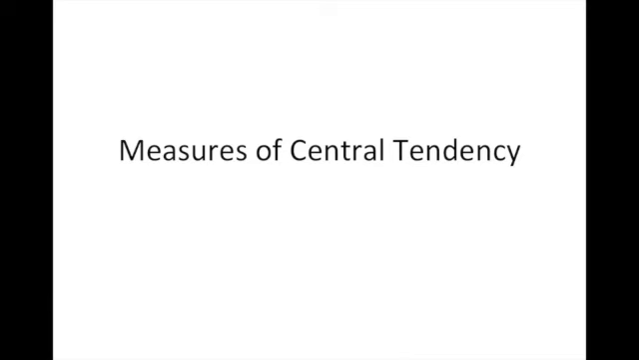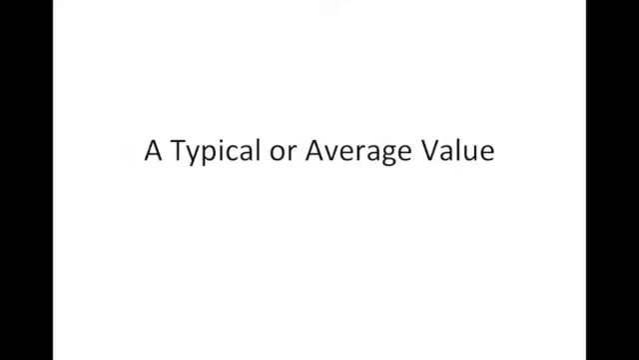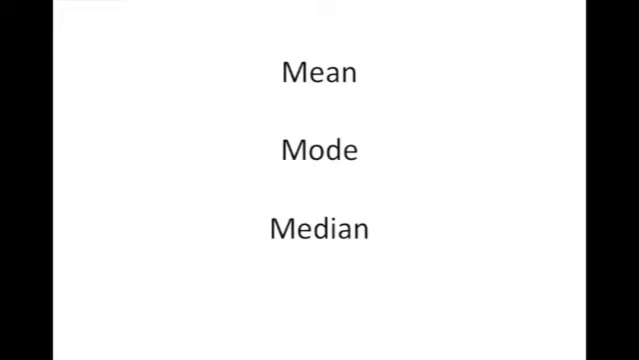Measures of central tendency. A measure of central tendency is a single score that provides the best representation of all scores within a data set. In other words, it's a typical value or an average value for a set of data. And we can measure central tendency in three main ways. These are the mean, the mode, and the median.